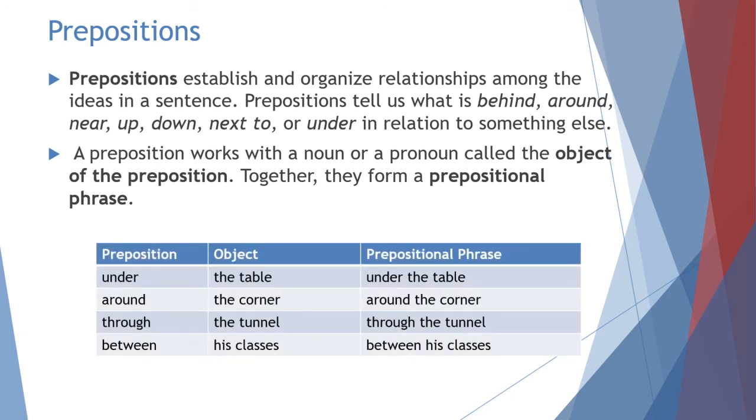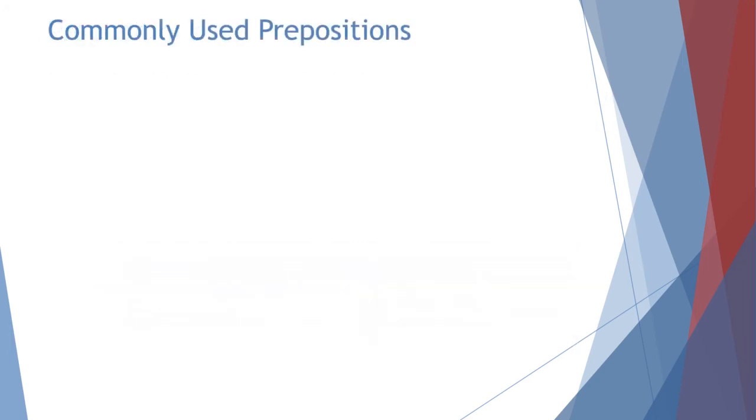Here's an example. Under is our preposition. The table would be the object of the preposition, so the prepositional phrase would be under the table. Around the corner, through the tunnel, between his classes. So the object of the preposition is what is being referred to. Here are some commonly used prepositions.